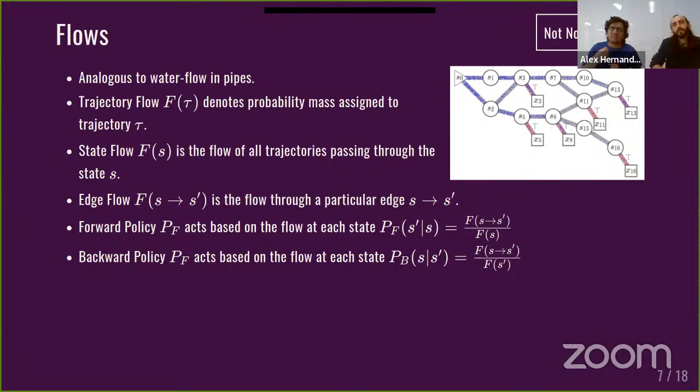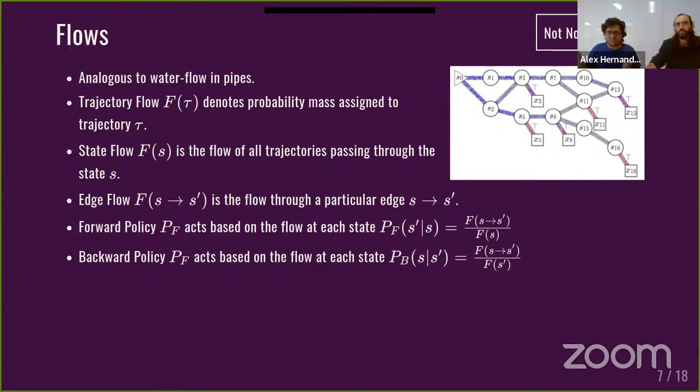One way to intuitively think about them is a network of pipes, with water coming in from one particular source, let's say a lake. From this source, some water flows through all of the pipes, and how much water flows through each pipe is the flow of that pipe. This way we can define a few quantities on this graph. One of them is the trajectory flow.